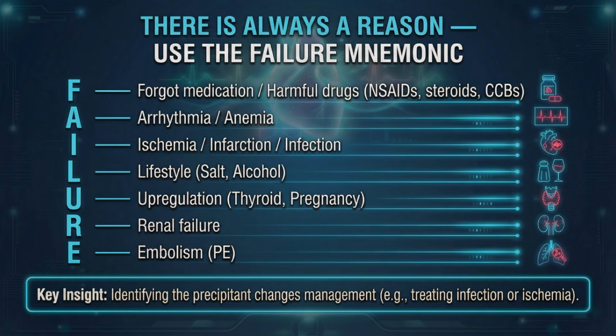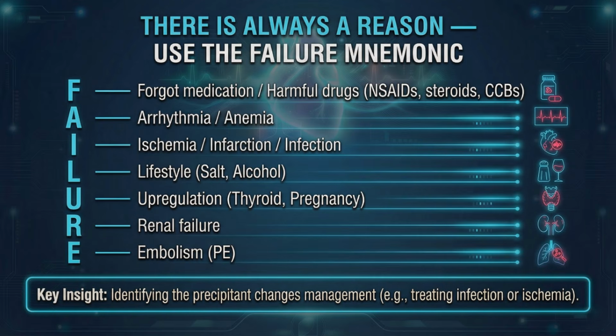A useful tool for this is the FAILURE mnemonic. F, for forgot medication or taking harmful drugs like nonsteroidal anti-inflammatory drugs. A, for arrhythmia, like new-onset atrial fibrillation or anemia. I, for ischemia, infarction, or infection. L, for lifestyle choices, like a high-salt meal or alcohol use. U, for upregulation of metabolism, as seen in thyroid disease or pregnancy. R, for renal failure. And E, for embolism, specifically a pulmonary embolism.